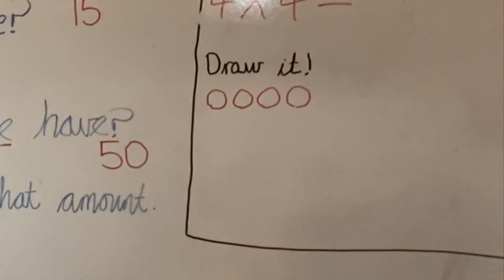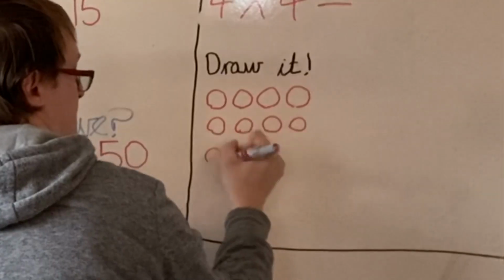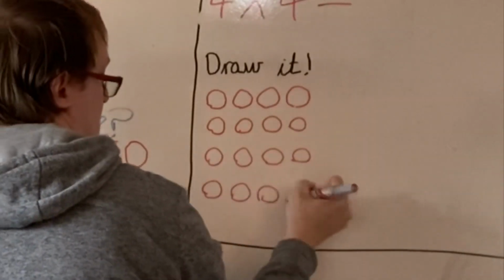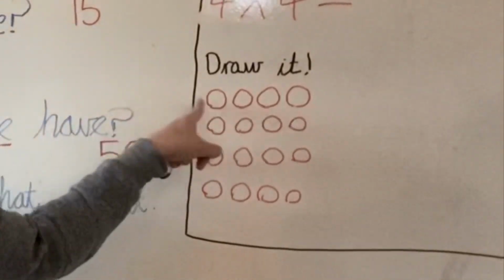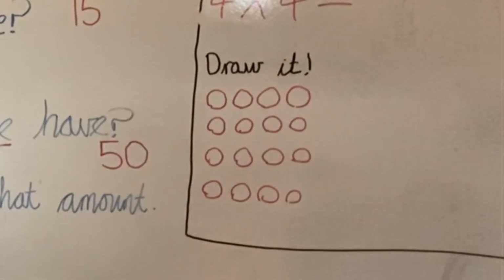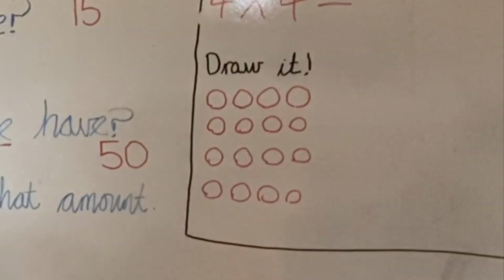She has 1 row of 4. Mike has 4 times that amount, so he has 4 rows of 4 on my array. So there's 1 row. So he has 4 times 4. 4 rows and 4 columns. 1, 2, 3, 4. 1, 2, 3, 4.